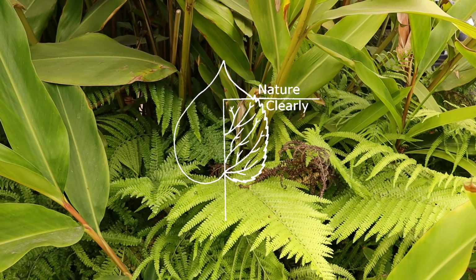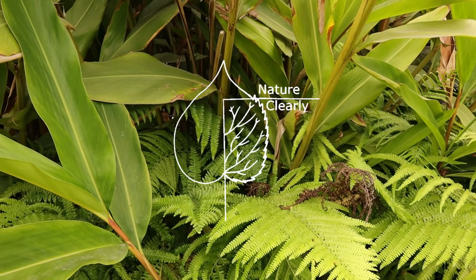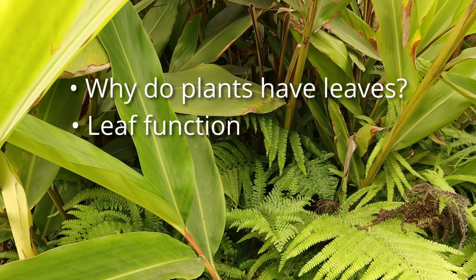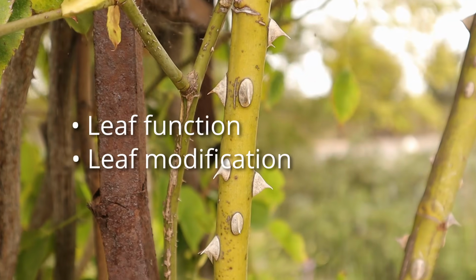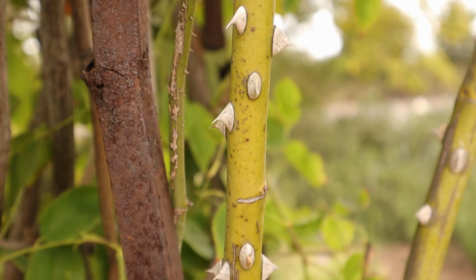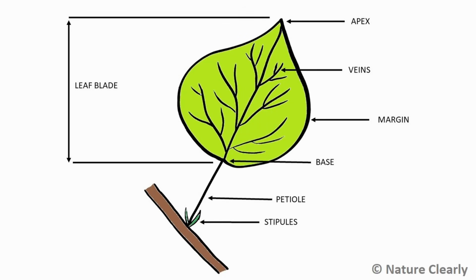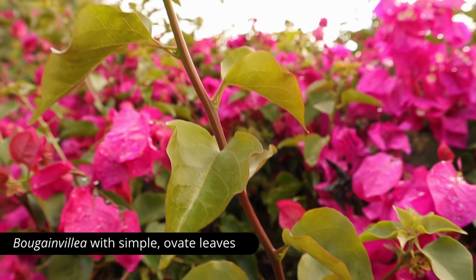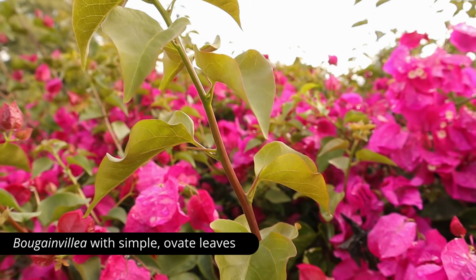In the last video, we talked about leaves in general. Why do plants have or not have leaves? What is their function? And how are the leaves modified? I will link the video below for you to check out and remind yourself of a basic leaf morphology. This time, we'll learn how to recognize different types of leaves, which is crucial for classification and identification of plants.